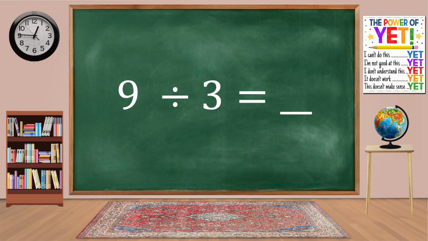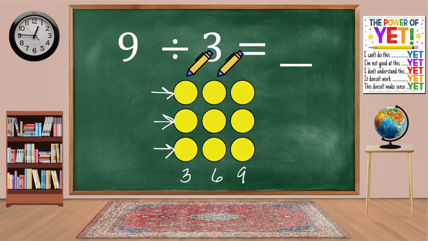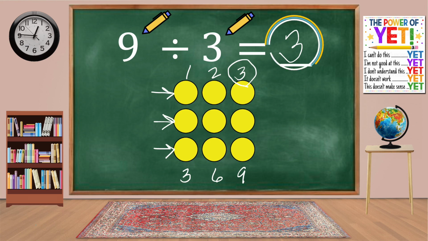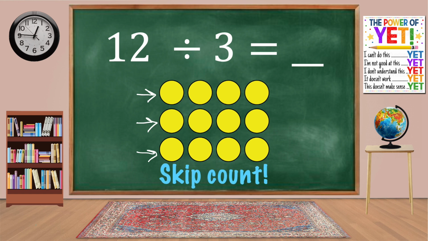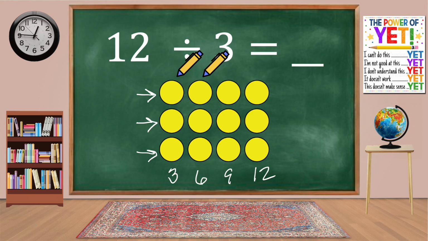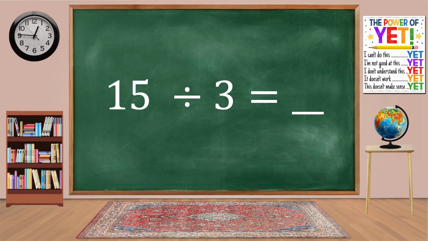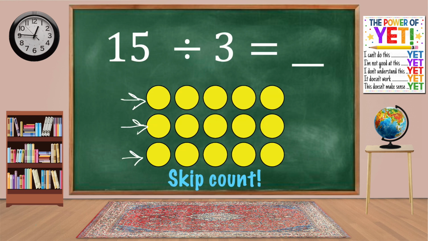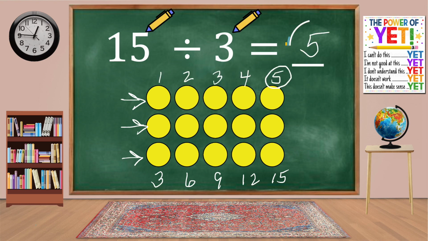9 divided by 3 equals blank. 3 rows. We're skip counting up to 9. 3, 6, 9. We have 3 columns. 9 divided by 3 equals 3. 12 divided by 3 equals blank. 3 rows. We're skip counting up to 12. 3, 6, 9, 12. We have 4 columns. 12 divided by 3 equals 4. 15 divided by 3 equals blank. 3 rows. Skip count to 15. 3, 6, 9, 12, 15. 5 columns. 15 divided by 3 equals 5.